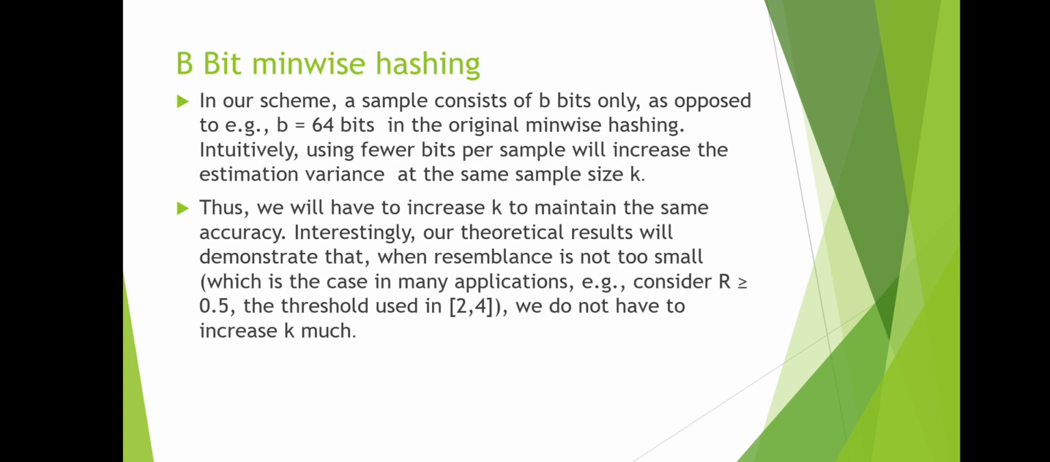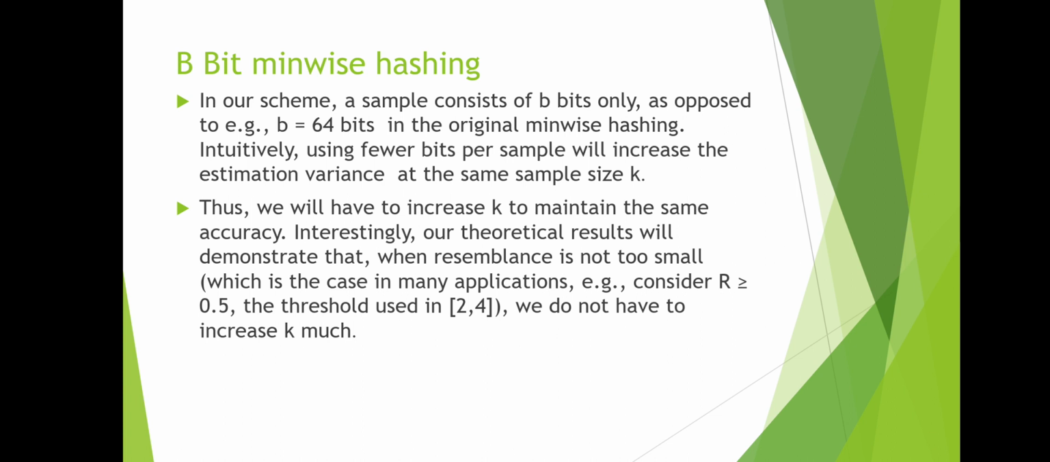B-bit minwise hashing. Let us see what is b-bit minwise hashing. In our scheme, a sample consists of b bits only, as opposed to, e.g., b equal to 64 bits in original minwise hashing. Initially, using fewer bits per sample will increase the estimation variance at the same sample size k. Thus, we will have to increase k to maintain the same accuracy.